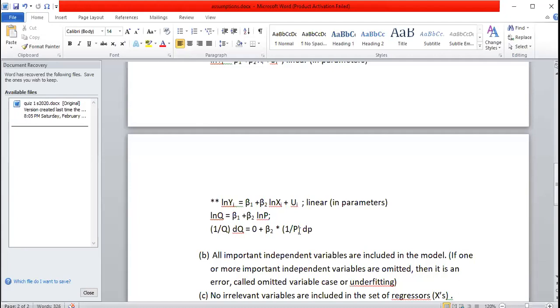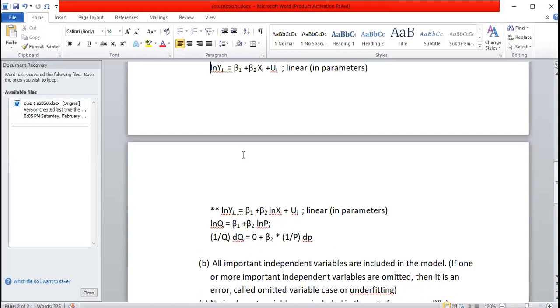Yes, this is called a total differential. So what is dq? Dq means change in q. Change in q divided by change in p. Right. So let me write one digression here.